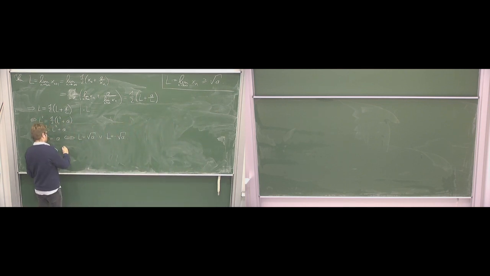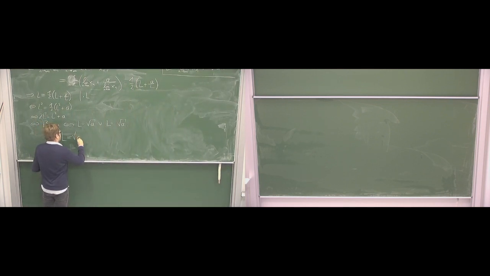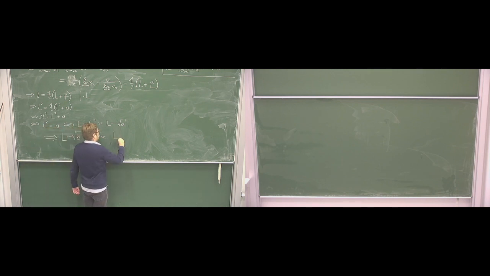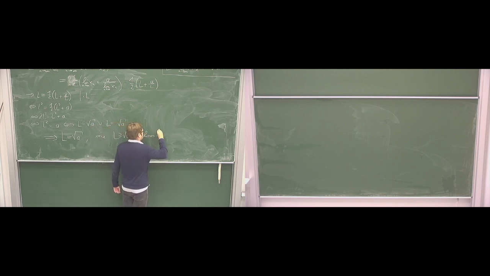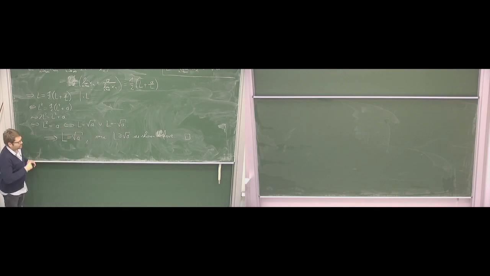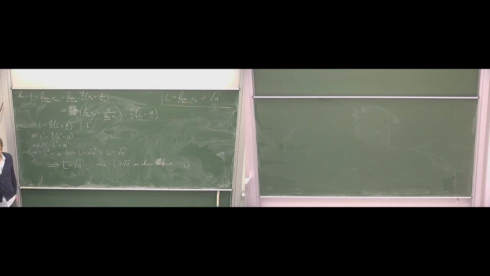Namely, this shows that L is equal to the square root of a, since L is bigger than or equal to this one as shown before. And this is what we wanted to show. So we've shown that this sequence really converges against the square root of a. So we now have a really nice recursive sequence which computes the roots.